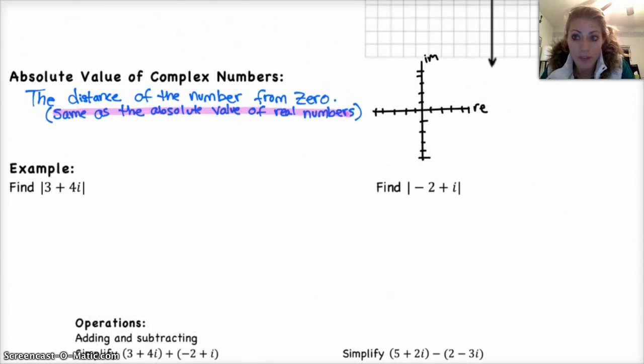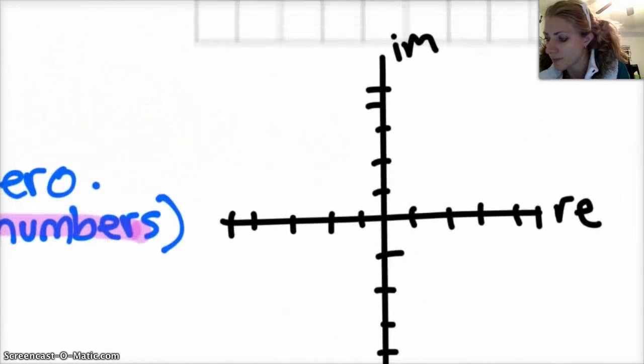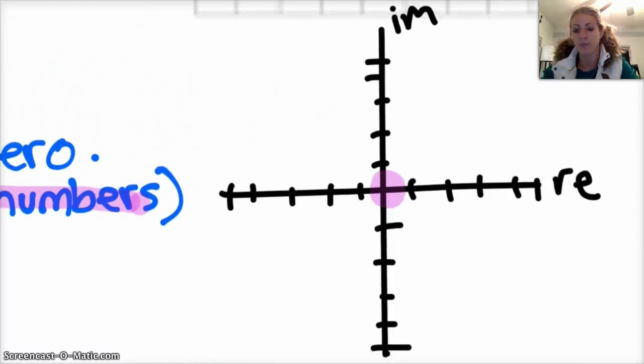All right, so to find the distance from 0 for a point on the complex plane, right, you have to, well, one, figure out where 0 is. Where's 0? Same place it always is, right? It's right smack dab in the middle. So this is 0. And so anytime you have a point in the complex plane, to figure out the absolute value, you got to find the distance from 0.